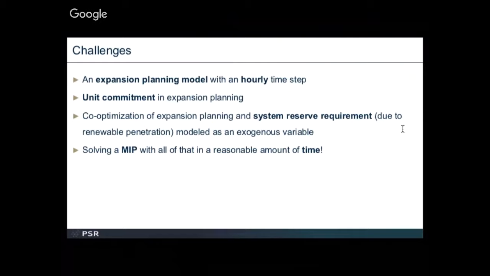So I will co-optimize the wind plants decision along with the reserve they will bring to the system. So the model will know that if it decides to invest in a high level of wind penetration in the system, it will also require a higher system reserve. Then it will need to build more thermal plants to provide reserve, and then it will increase costs. So the renewable plants bring an implicit cost to the model that must be taken into account. And besides all of that, we need to solve a MIP with all of that in a reasonable amount of time, which is quite a challenge, actually.